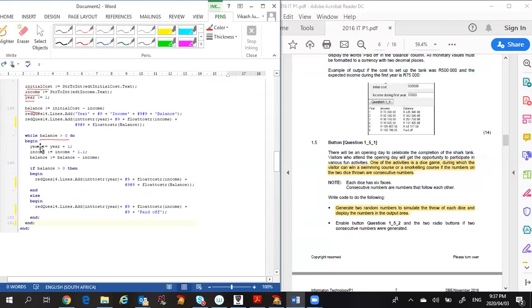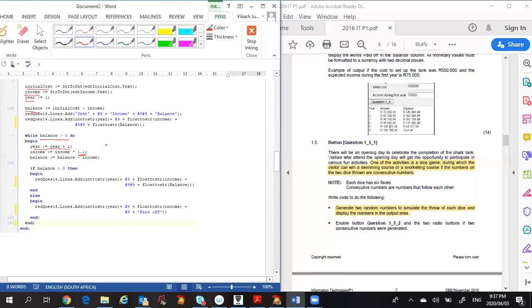This is achieved in the following way. When we go into the loop, we have our year, which increments by 1. So from year 1, it would then become year 2. The income is increasing by 10%. The income is multiplied by 1.1. 1.1 increases a value by 10%. The 0.1 is the 10% of the income that's being increased.